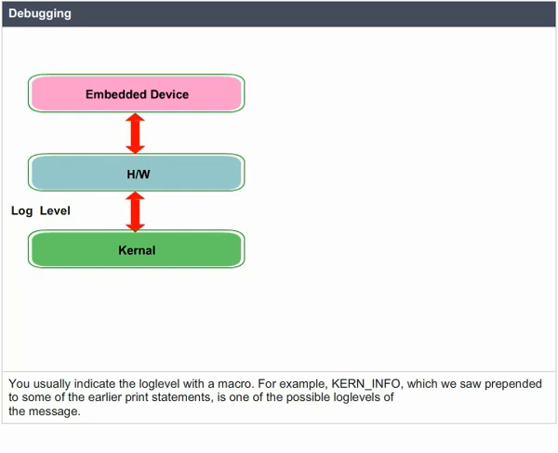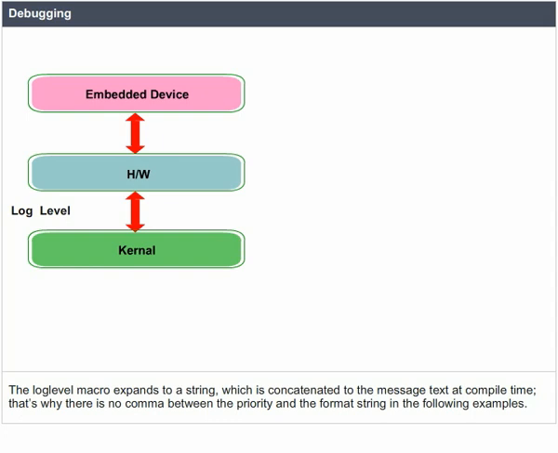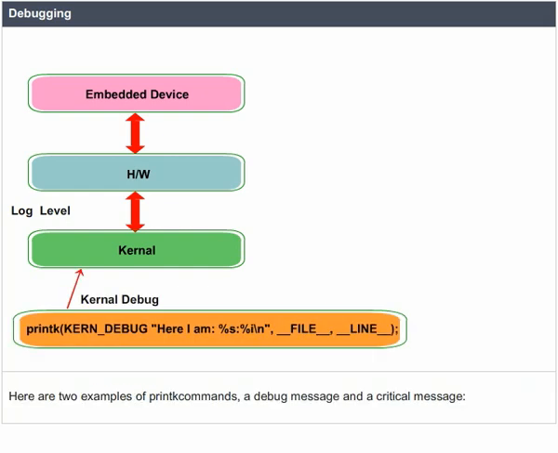KERN_INFO, which we saw prepended to some of the earlier print statements, is one of the possible log levels of the message. The log level macro expands to a string which is concatenated to the message text at compile time. That's why there is no comma between the priority and the format string in the following examples. Here are two examples of printk commands, a debug message and a critical message.